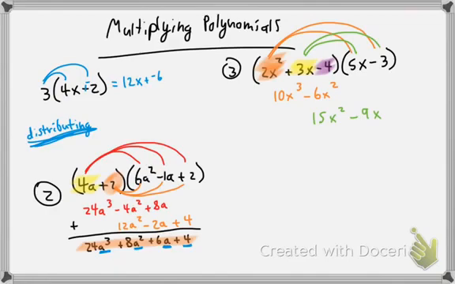Negative 4 times 5x is negative 20x, and a negative 4 times negative 3 is plus 12, okay? All right, we're almost there.